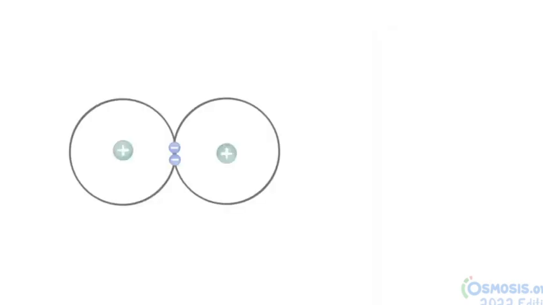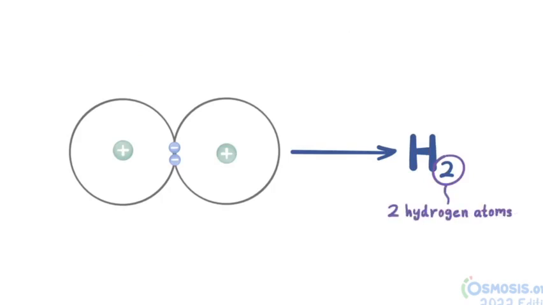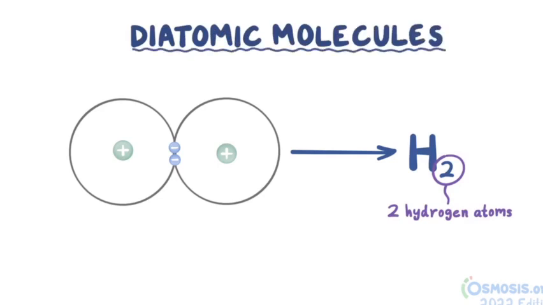Another way to represent the hydrogen molecule is by writing H with the subscript 2. This implies that we have 2 hydrogen atoms in our molecule. So hydrogen is an example of a diatomic molecule, which is a molecule composed of 2 atoms.